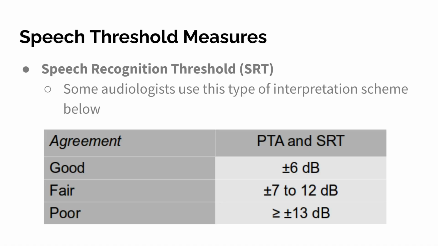So here's a breakdown of agreement. I said within 10 dB typically, but if you want to classify it into good agreement, fair agreement, and poor agreement, plus or minus 6 for good, plus or minus 7 to 12 for fair, and greater than or equal to 13 dB for poor agreement.